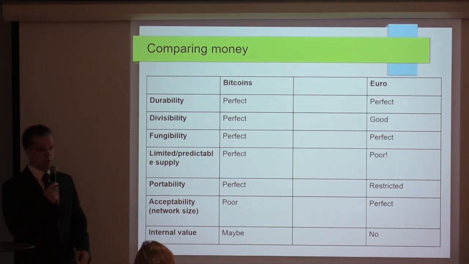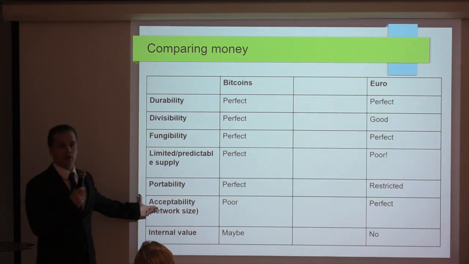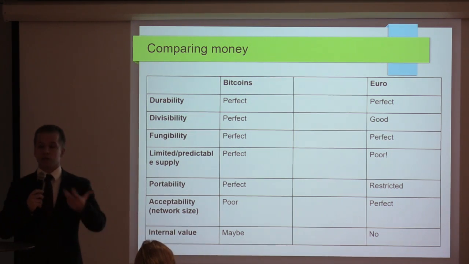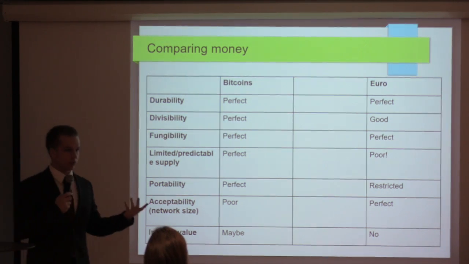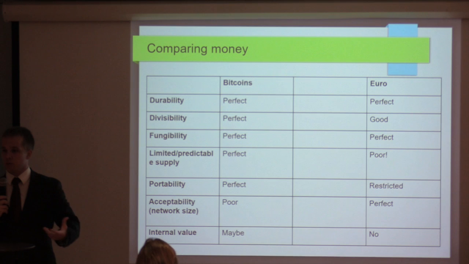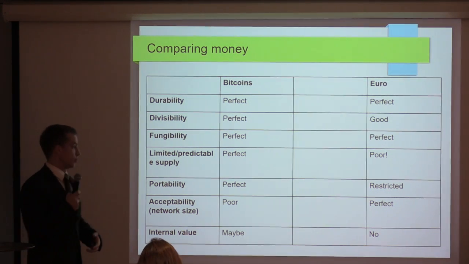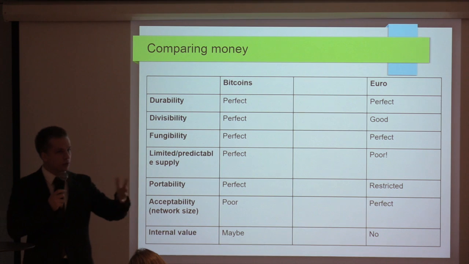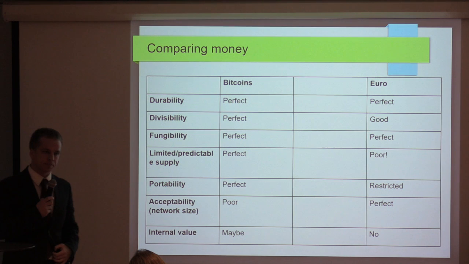Now, where does the euro beat Bitcoin? Obviously, acceptability or the network size. I'm sure you all get your salary in euros. No one gets their salaries in Bitcoin. You can go down to a shop and pay with euros. So the euro is much more widely adopted than Bitcoin is. But I think Bitcoin is a superior technology, so that might change. What I argue is that it might change in the future, and I think it will.